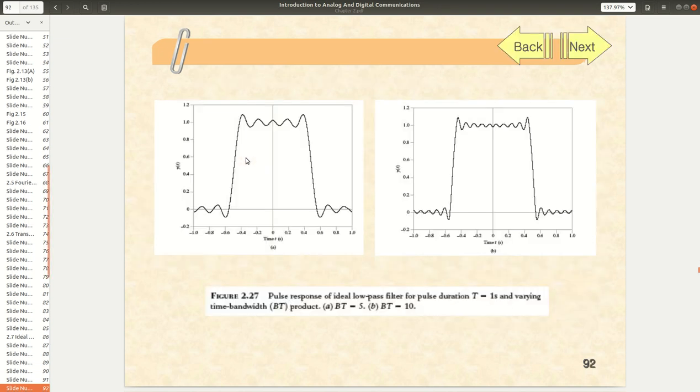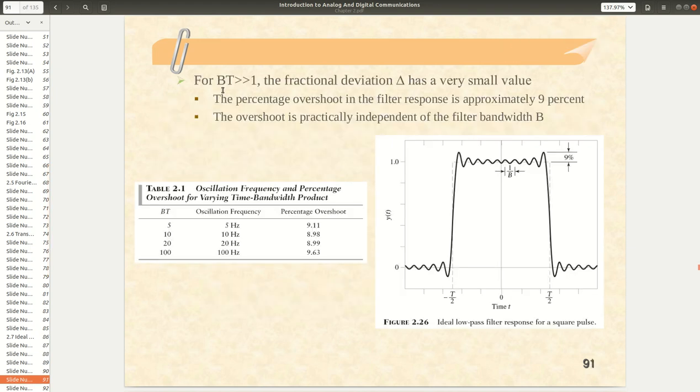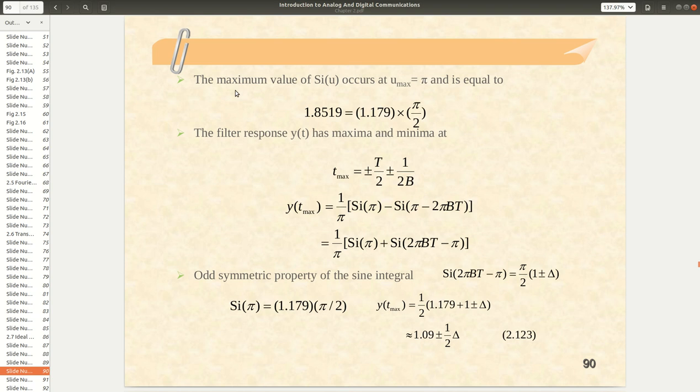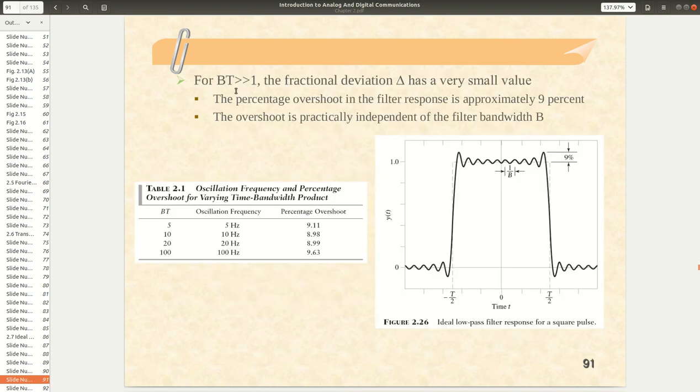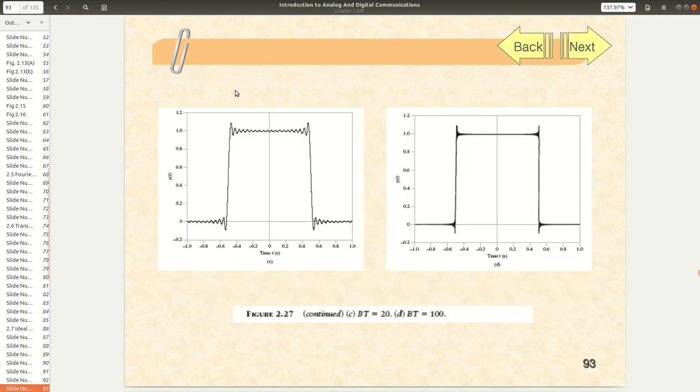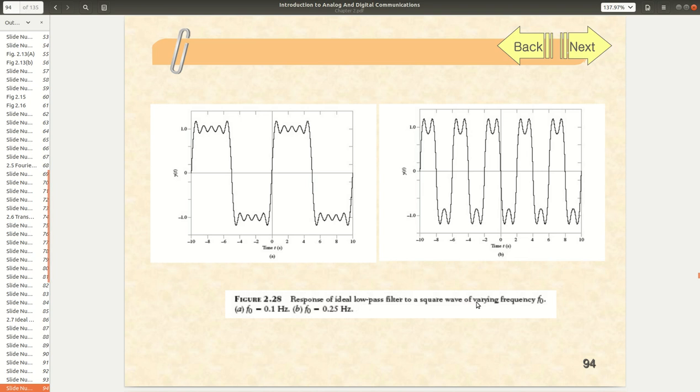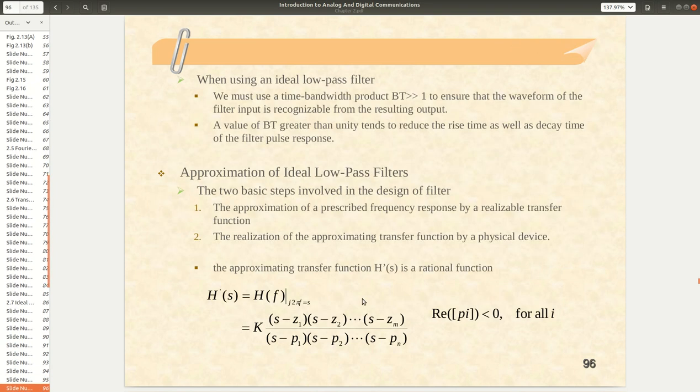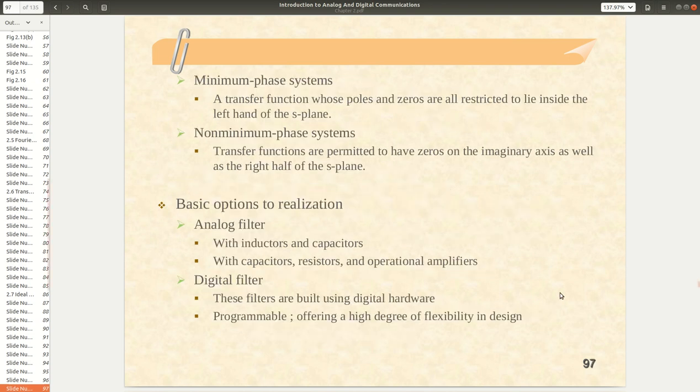So they have, using B multiplied by T, they control it to make this fraction smaller, so it doesn't affect our signal, okay? This is like what they said for PT, it's 20, PT 100, okay? And there are of course some other approximations here.